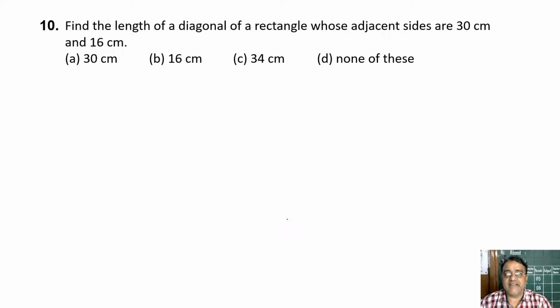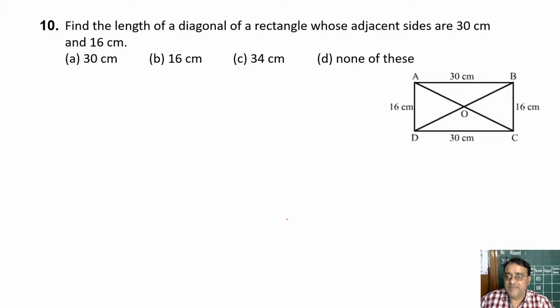Find the length of a diagonal of a rectangle whose adjacent sides are 30 centimeters and 16 centimeters. So we'll first do a rough diagram. Look carefully, the length 30 centimeters is given and the breadth is given as 16 centimeters, right? And we need to find the diagonal. So we can take any triangle. Either we can take ABD, ACD and ABC also, right? So I am going to take triangle ABC.